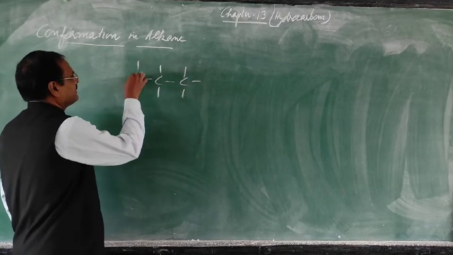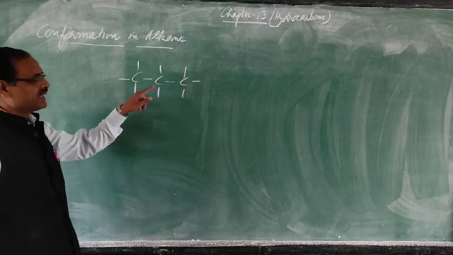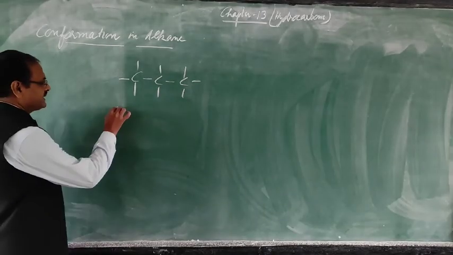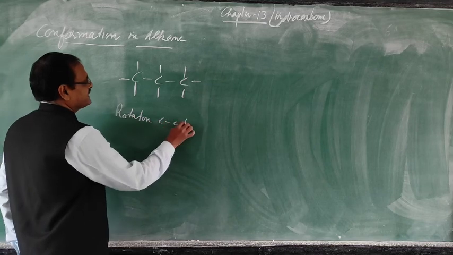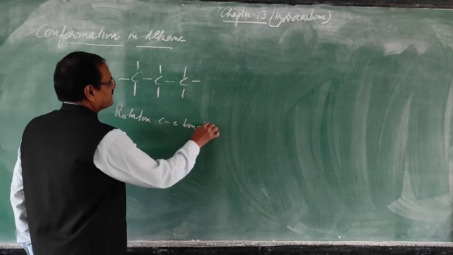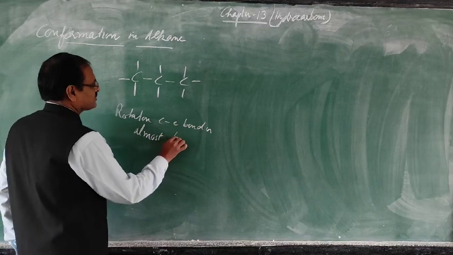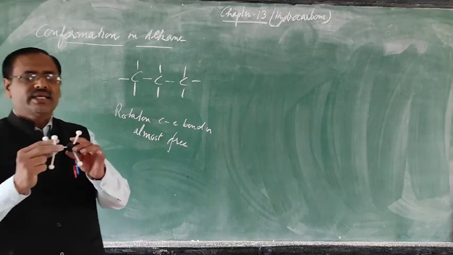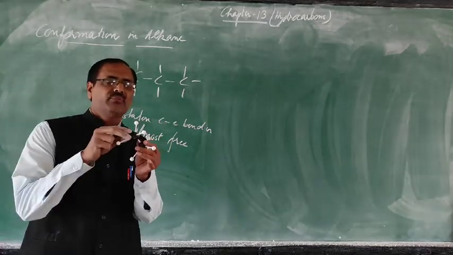This is alkane. In alkane, a carbon-carbon single bond is there. The rotation in the C-C bond is almost free. This alkane is there, and this rotation is almost free. Why is it almost free?